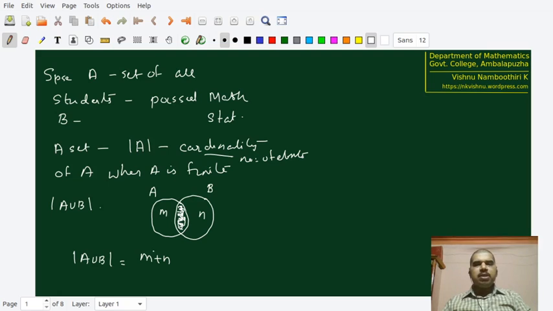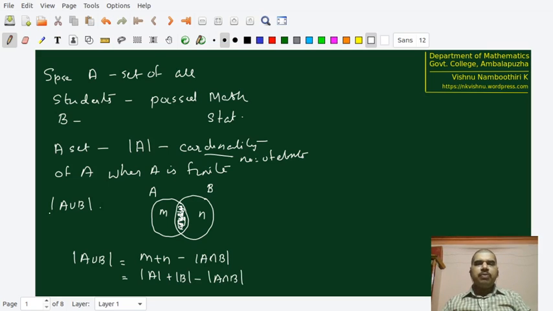Therefore, to find A union B, we can of course take m plus n, but from that m plus n, we need to subtract the elements that are common to both, because this is counted twice. In m plus n, this portion is counted twice, and therefore we need to remove one of them. So the cardinality of A union B becomes m plus n minus the cardinality of A intersection B. And if you write using A and B itself, this is nothing but the cardinality of A plus the cardinality of B minus the cardinality of A intersection B.